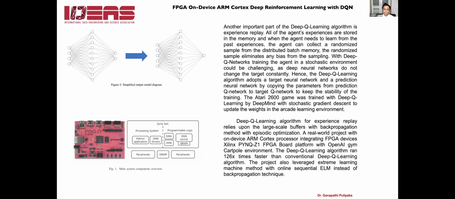You can also do another project on the same PYNQ-Z1 Xilinx, where you're leveraging the extreme learning machine method, and you can do an online sequential ELM, and completely avoid the backprop and just go on the ELM and try to see how much you can gain in training optimization. Then compare it again with deep Q learning, and that's when you see actually 126 times improvement with deep Q learning on this particular FPGA board.